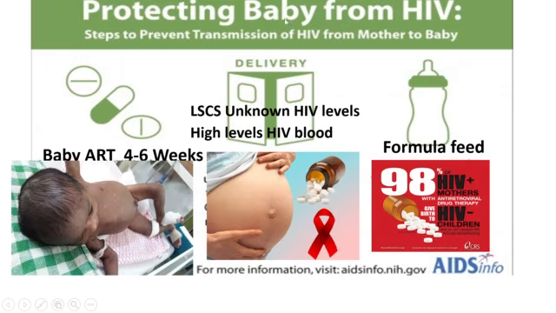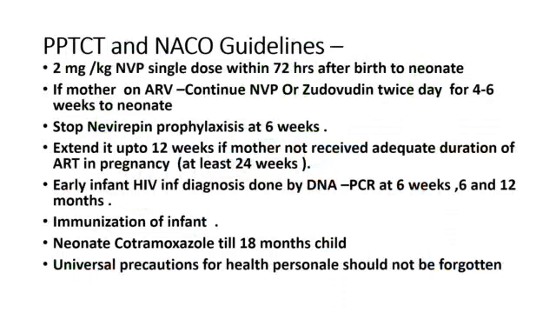When protecting the baby from HIV infection, what are the different steps? Start ART to the baby for at least 4 to 6 weeks. Cesarean section is done when the patient is HIV positive, and formula feed is advocated for all newborns at birth. PPTCT and NACO guidelines.